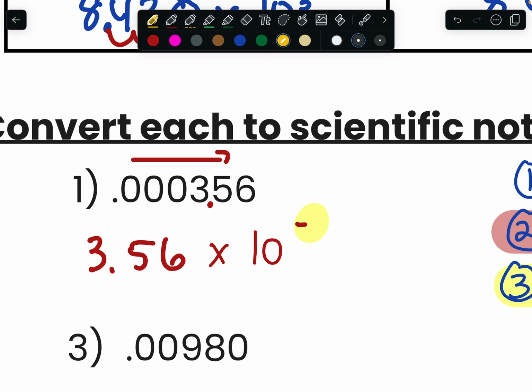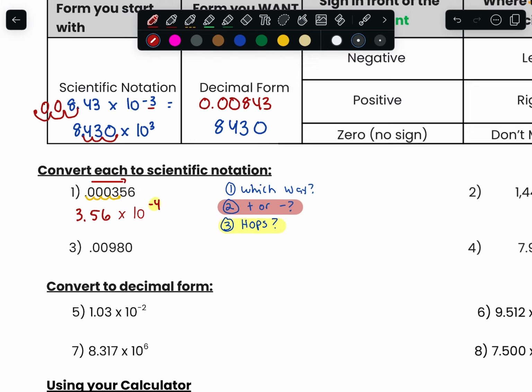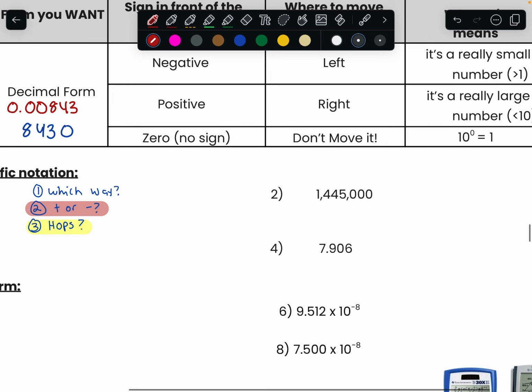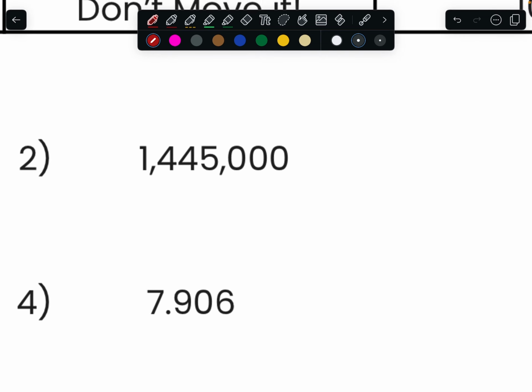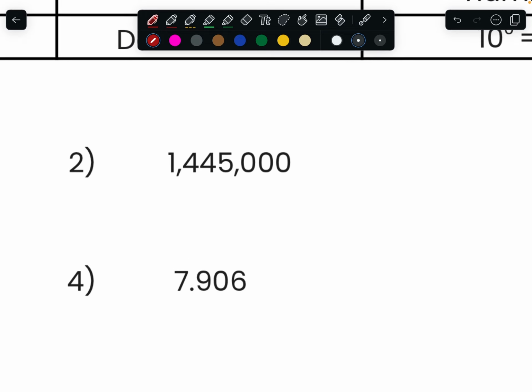Now, how many hops did I take to get my new decimal? I'm going to go 1, 2, 3, 4. That means I made 4 hops, which means that my new number here is going to be to the negative 4th power. So that is number 1. Let's do number 2 together, and then I will let you have some time in this video to try one on your own and check your answer.